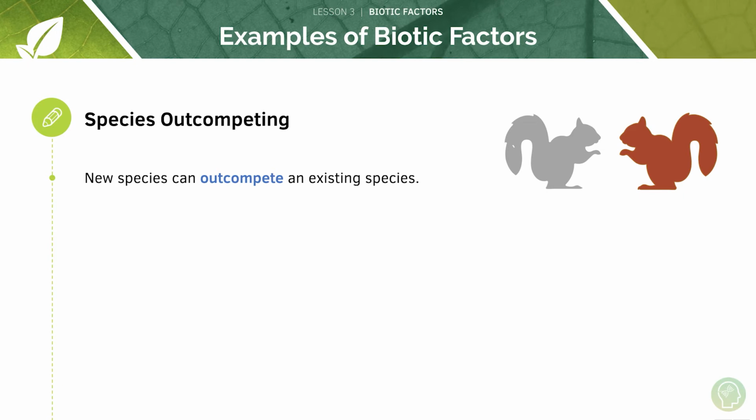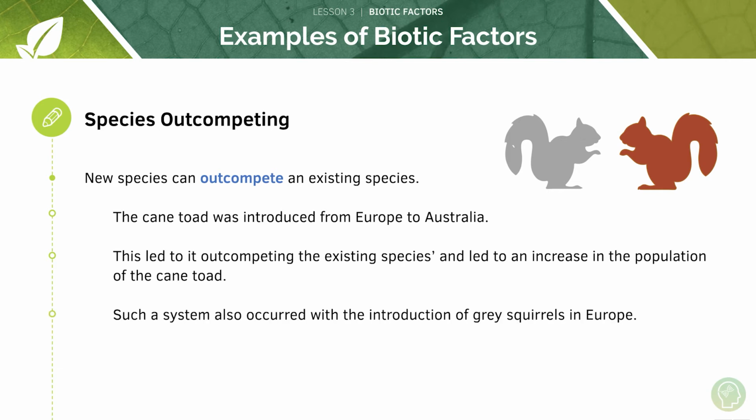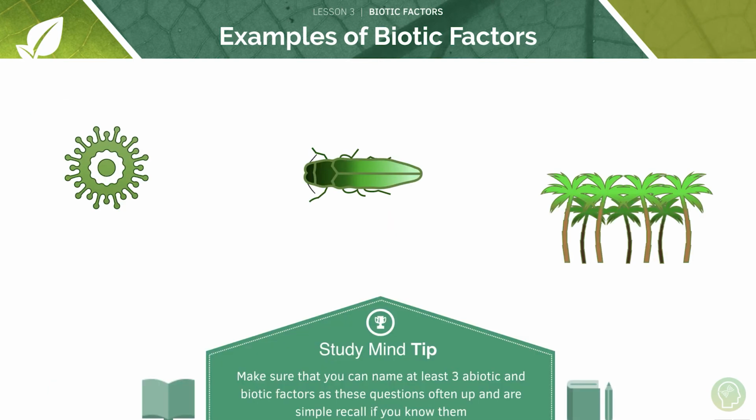Now, new species can outcompete an existing species. So for example, the cane toad was introduced from Europe to Australia, and this led to it outcompeting the existing species and led to an increase in the population of the cane toad. Such a system also occurred with the introduction of grey squirrels in Europe.